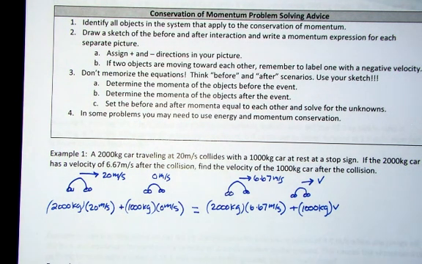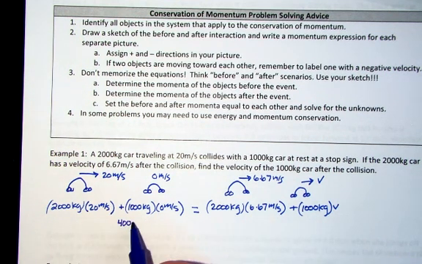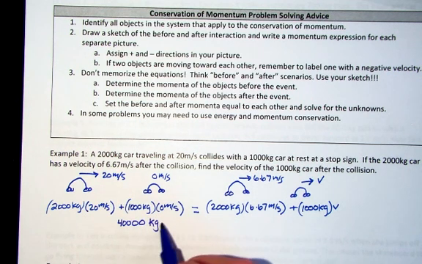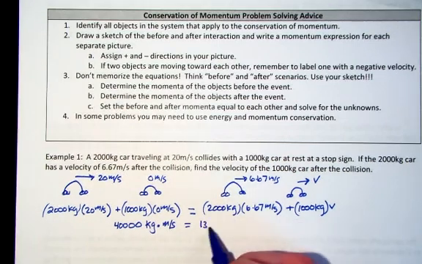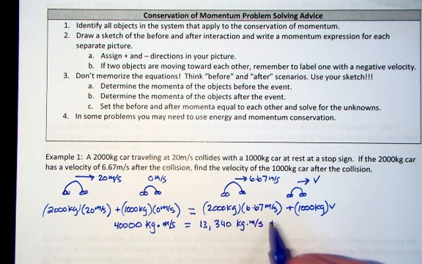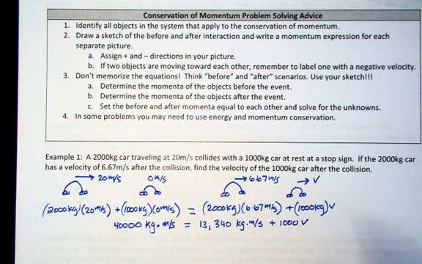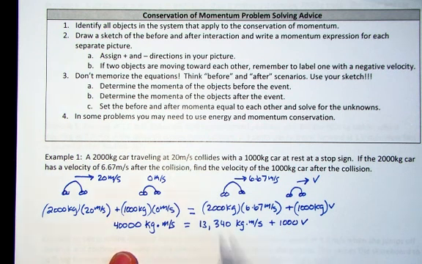So next, we go ahead and do the algebra. We're looking to try to figure out what this velocity is. On the left-hand side, when we multiply, we end up with 40,000 kilograms times meters per second equals 13,340 kilograms times meters per second plus 1,000 V. We subtract, we divide by 1,000, and the final velocity is going to end up being 26.7 meters per second for that car.